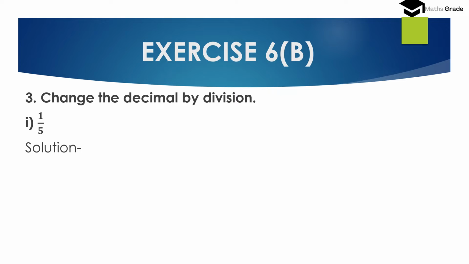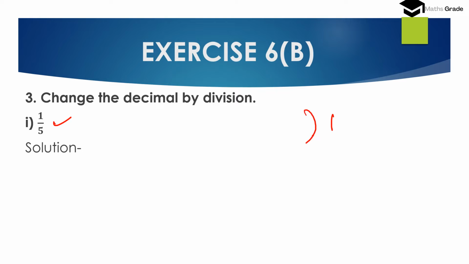Now you will solve question number 3. Change the decimal by division. First bit, 1 divided by 5. We have to convert this 1 divided by 5, which is in fractional form. We have to convert this fraction into decimal by division method.